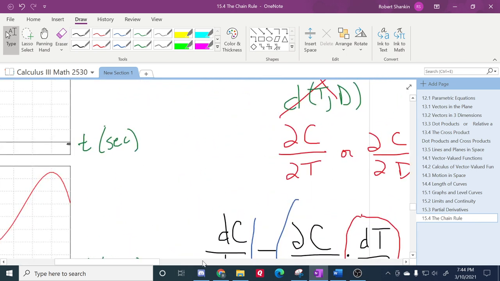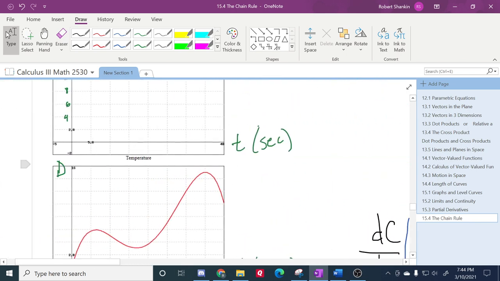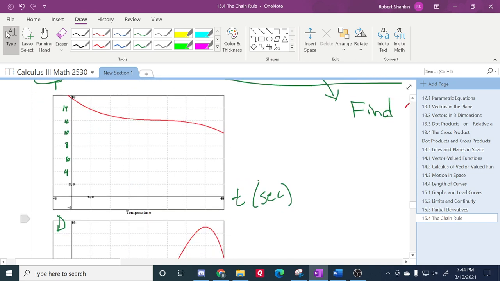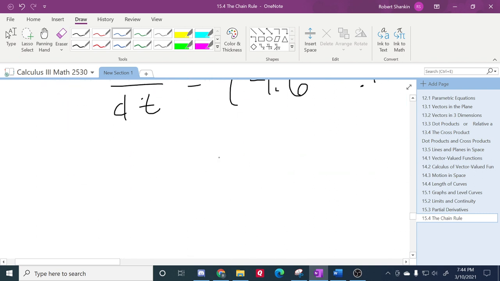Well, we look at this graph right over here. When the little t is 20, so 5, 10, 15, 20, this one is 12. So cap T is going to be 12.